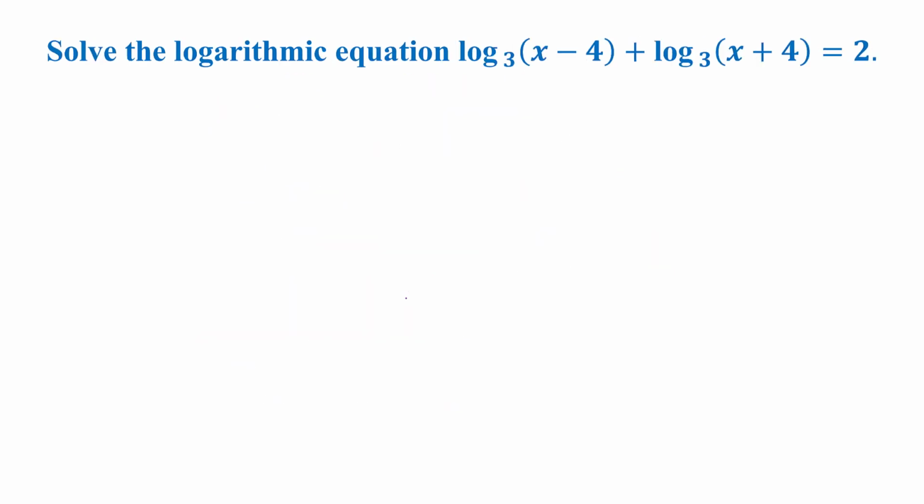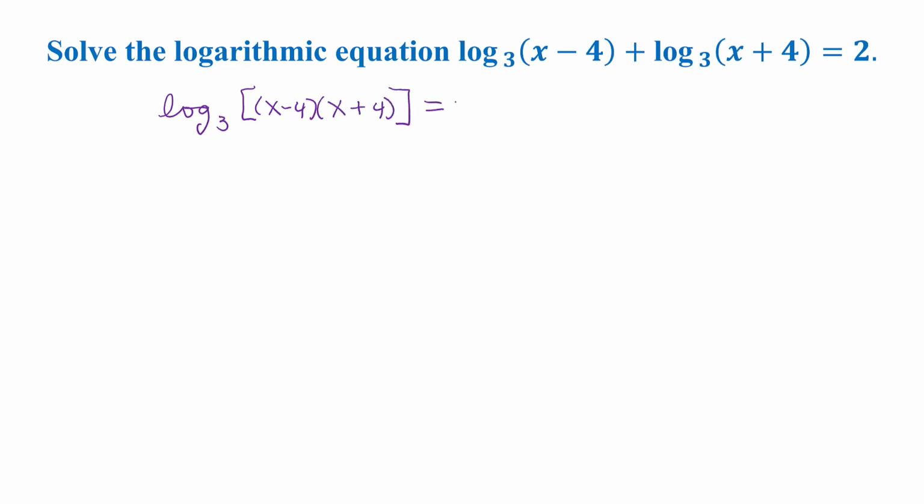Now, to solve the logarithmic equation, log to the base 3 of x minus 4 plus log to the base 3 of x plus 4 equals 2, I will use the sum property of logarithms to combine the two different logs on the left side. So I'll have log to the base 3 of x minus 4 times x plus 4.